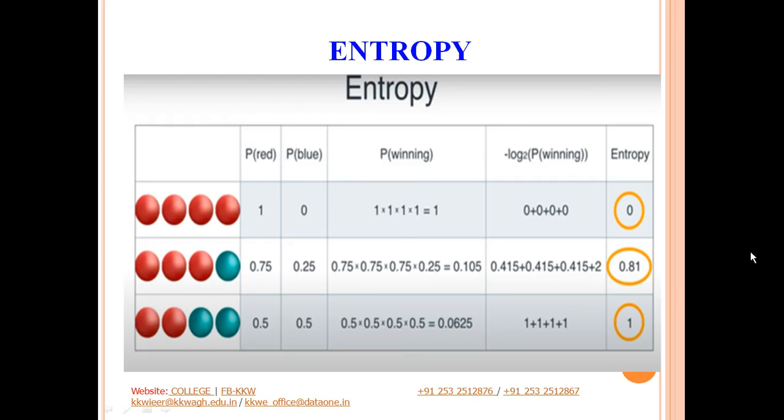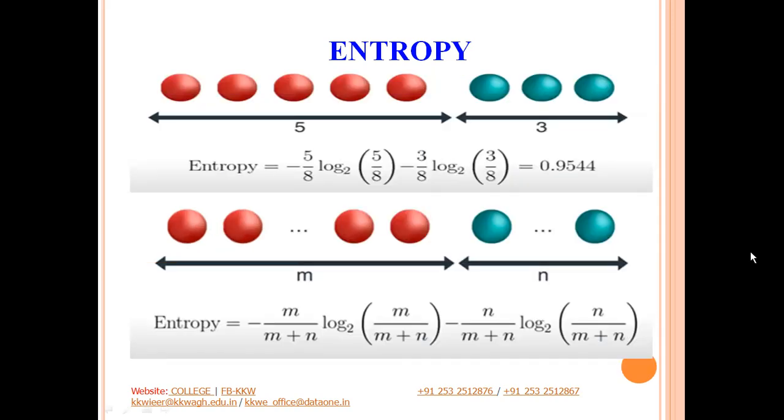Now if you try to convert this into a formula of entropy, it would look something like this. Let us say we have 5 red balls and 3 blue balls. To calculate the entropy, first we consider the red balls: we have 5 out of a total of 8 balls, so minus 5 by 8 into log of 5 by 8, and you have 3 blue balls, so it would be minus 3 by 8 into log of 3 by 8, which gives us the entropy of 0.9544.